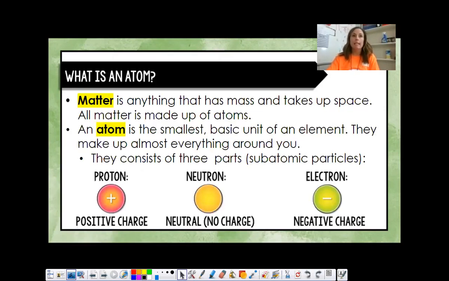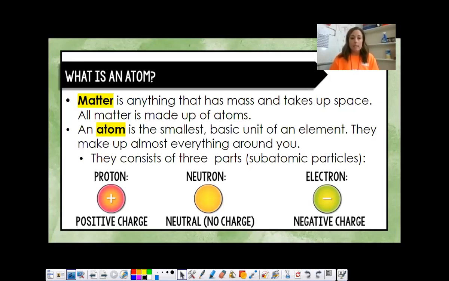So, what is an atom? Matter first is going to be what makes up everything. Anything that has mass and takes up space. All matter is made up of atoms. So, since matter is everything that takes up space and all matter is made of atoms, everything is made up of atoms. Atoms are going to be the smallest basic unit of an element. They're going to make up almost everything around you.